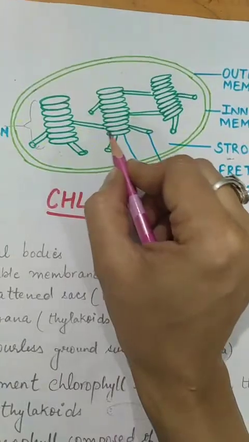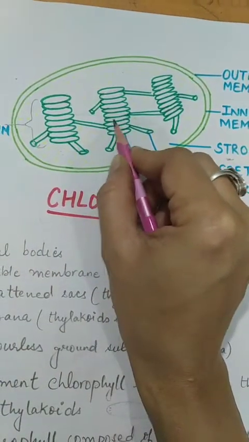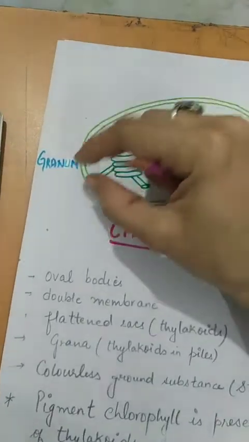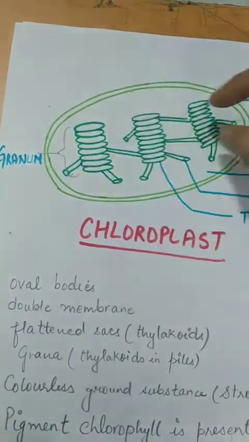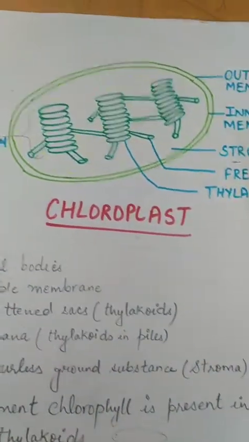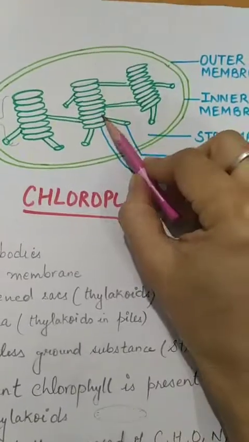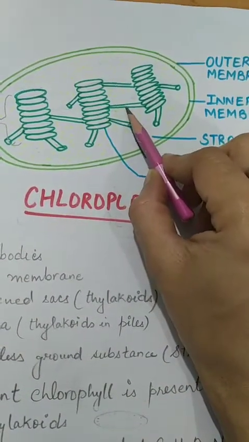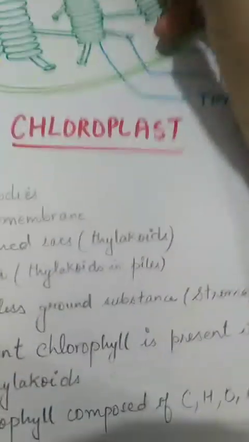Then these thylakoids pile up one above the other, forming a stack, and this is known as a granum. So this is one granum, this is second granum, this is third granum. Together they are known as grana. The plural is grana. These grana are interconnected with each other with a lamella. I haven't labeled it here.